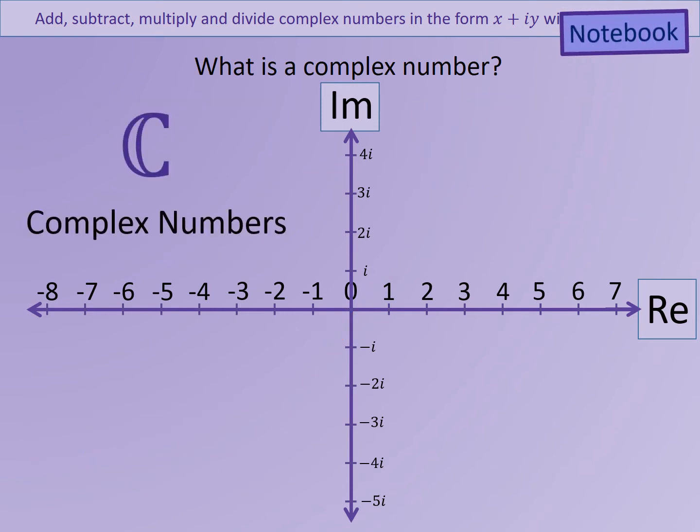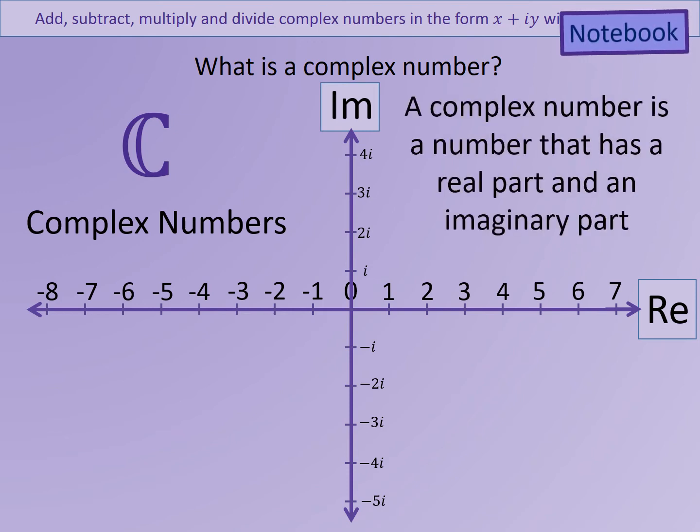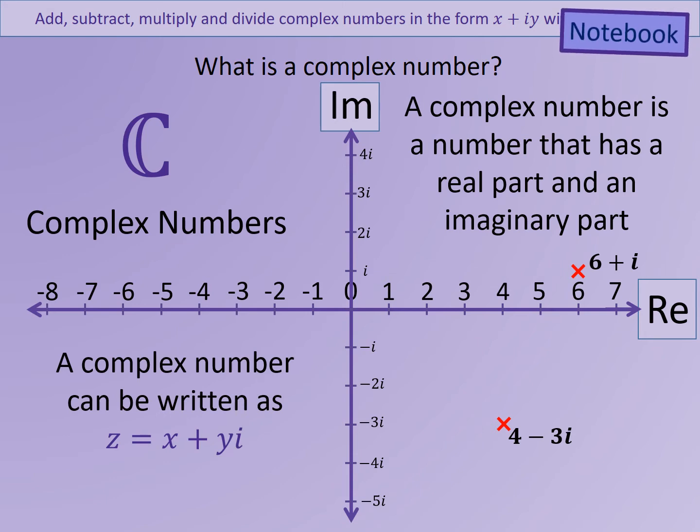Okay, so the complex numbers are denoted by a C, and they consist of a real and an imaginary part. Let's take a look at one now. Here we have the complex number 4 minus 3i. Very similar to coordinates, 4 across and 3 down. This one, we've gone 6 across and 1 up, so this will be 6 plus i. The general case for a complex number can be written as z is equal to x plus yi.